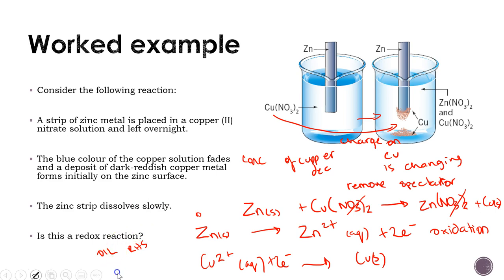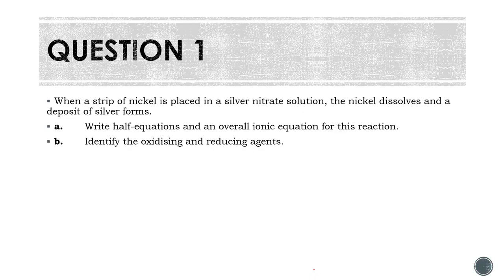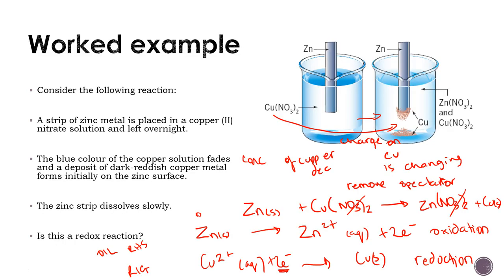And reduction is gain of electrons. So my electrons will end up on the left-hand side. I can see that the copper is gaining electrons, so I can identify this as reduction. So the overall half equation for the oxidation reaction is zinc goes to zinc 2+ aqueous plus 2 electrons. The reduction equation is copper 2+ plus 2 electrons goes to copper solid. Okay, so in this case, we have an oxidation and reduction half equation.